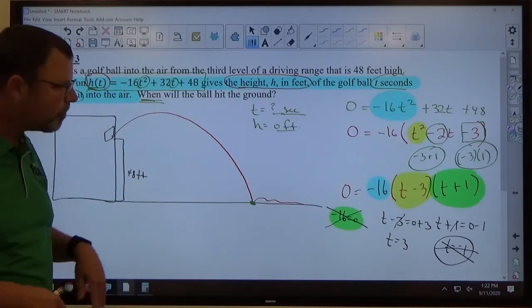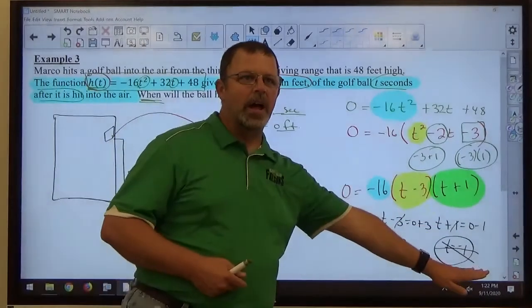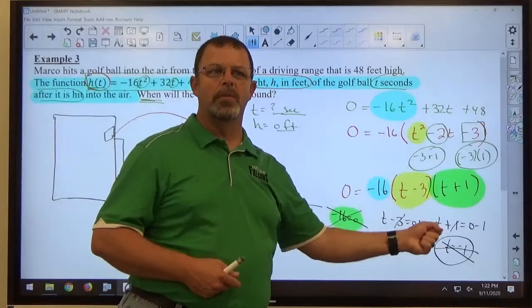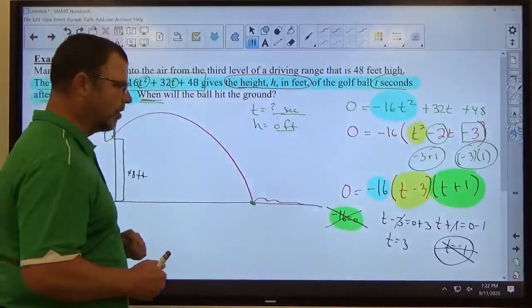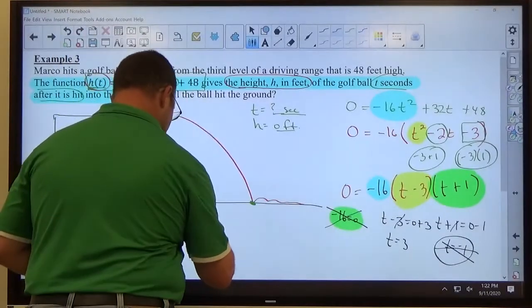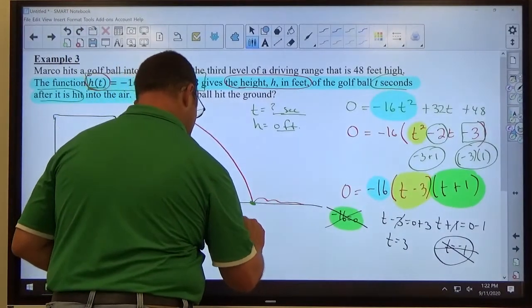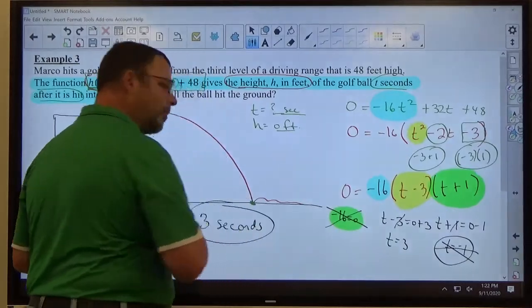But anyway, the point is, negative times don't count because it's before the ball was hit. After the ball was hit, 3 seconds after the ball was hit, that's when the ball hits the ground. So when will the ball hit the ground? 3 seconds after it's hit.